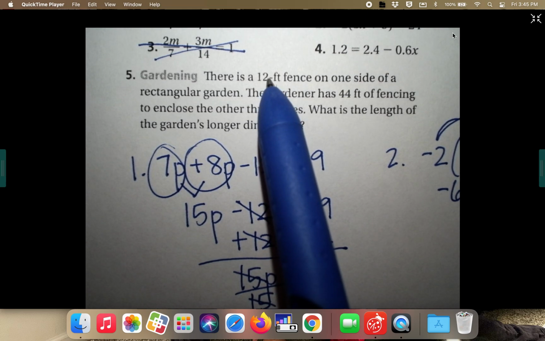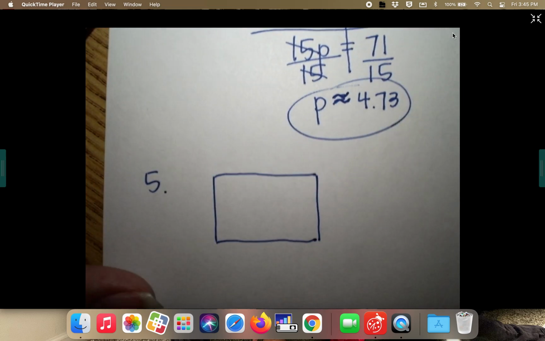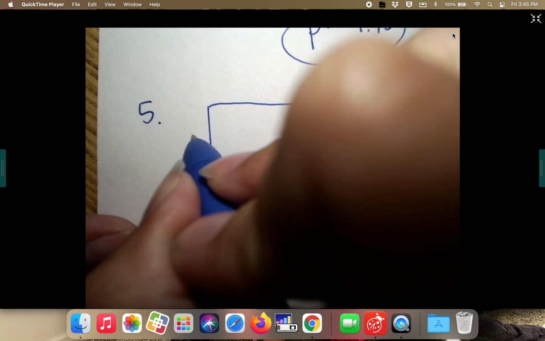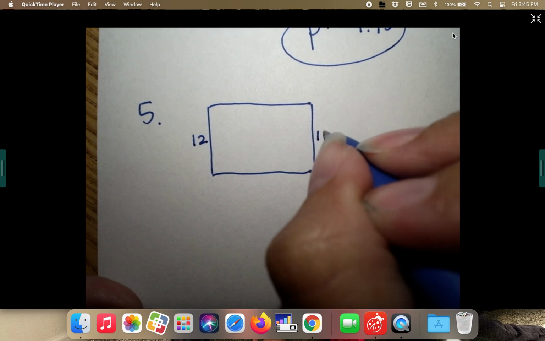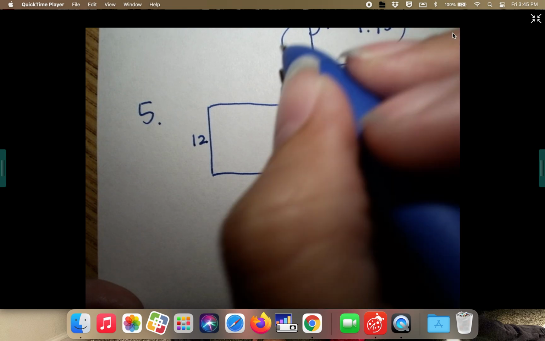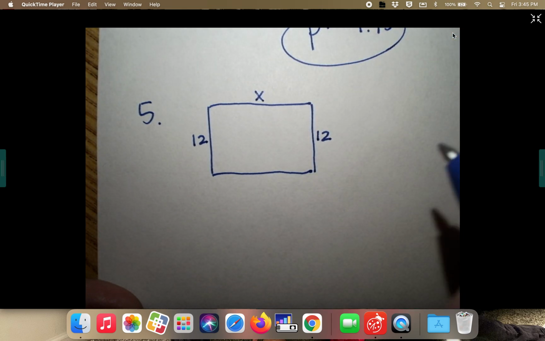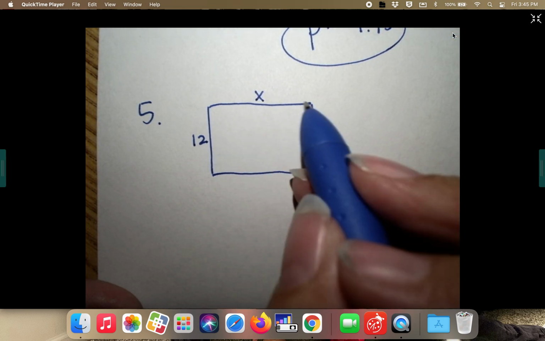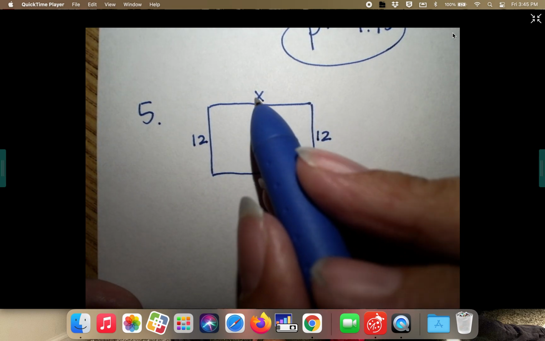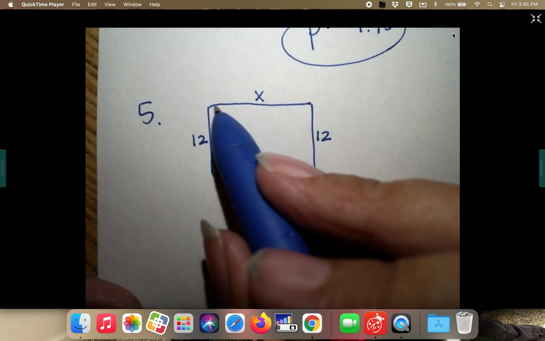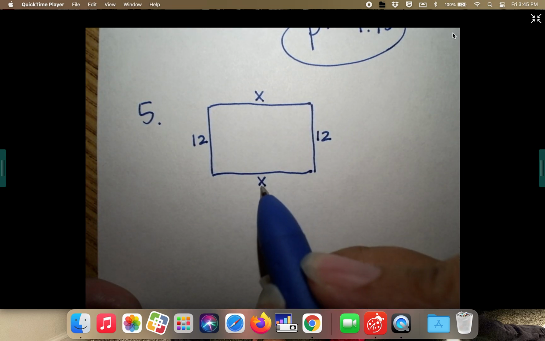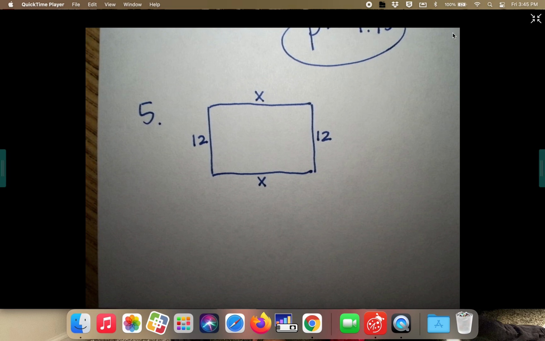So that must mean 12 feet is the shorter dimension. So I'm going to put the 12 on the shorter side. If it's a rectangle, we know that this side must also be 12. So we don't know this side, and we also don't know this side, but in a rectangle, these would be the same length. So I'm going to use x for both of them because they are like terms, because they would have to be the same letter representing the same number.